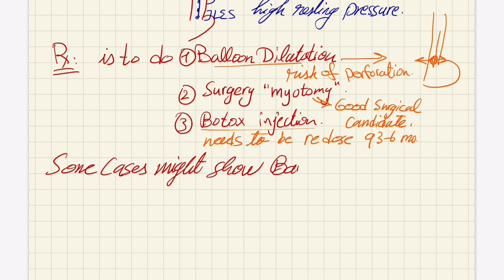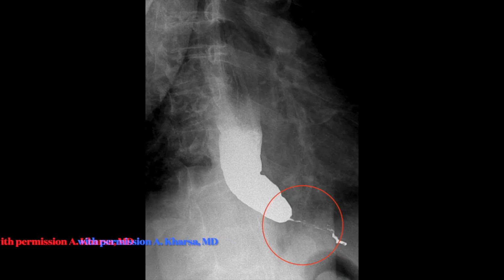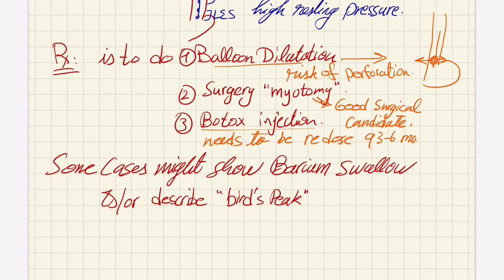Now, barium swallow is also done in the diagnosis as an initial step. It's not the most accurate test. The most accurate is manometry. We do EGD to rule out pseudoachalasia. But barium swallow is done in achalasia, and it shows the bird's beak, as in this image. It is called the bird's beak. We do it as an initial step.